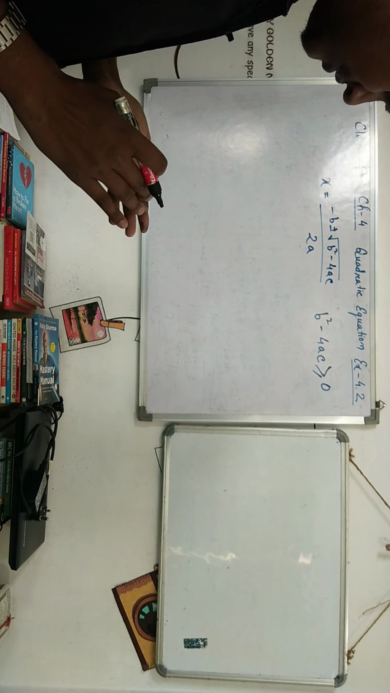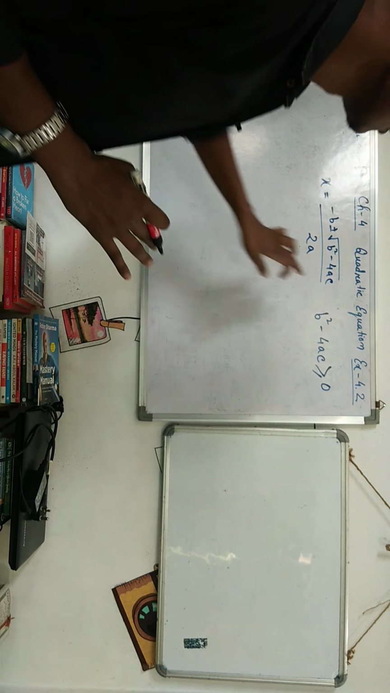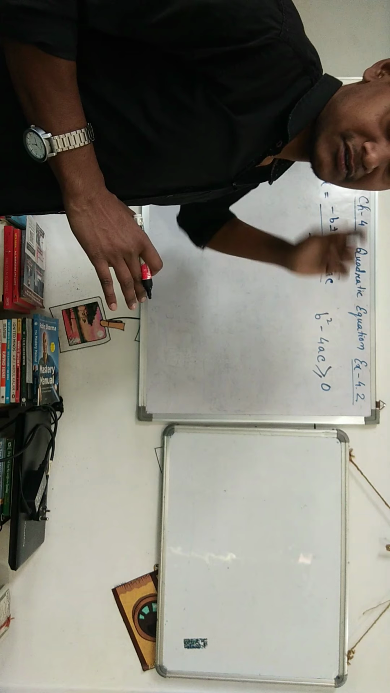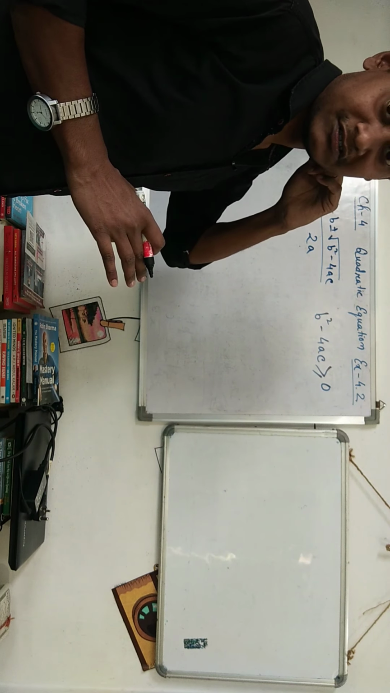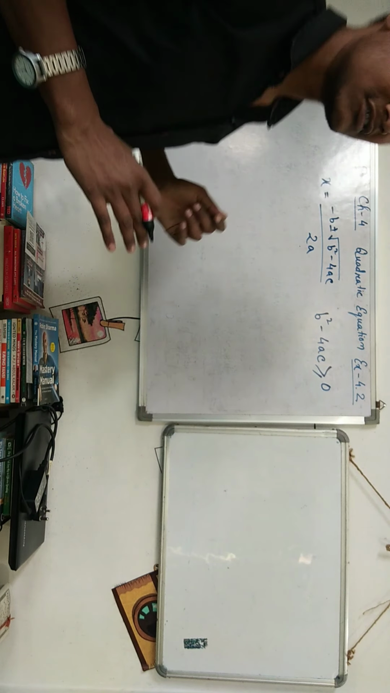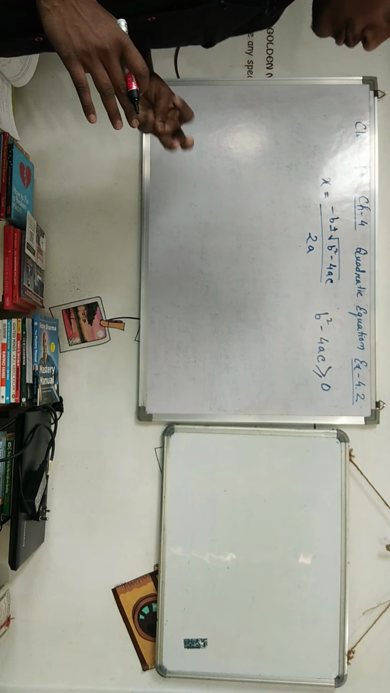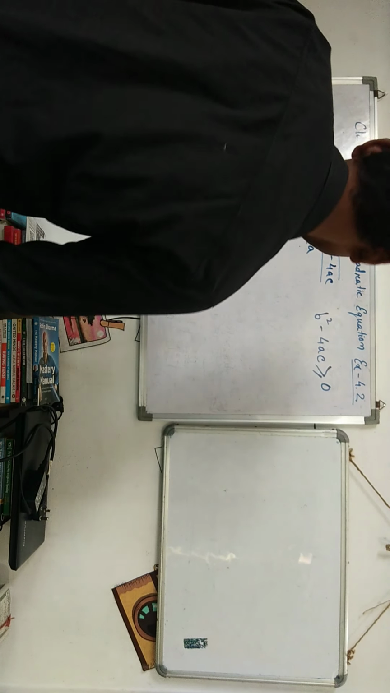So if the question asks us to find the roots, we need to know what b square minus 4ac is. If we get a positive value or 0, then we can find the roots. So now we'll discuss this.